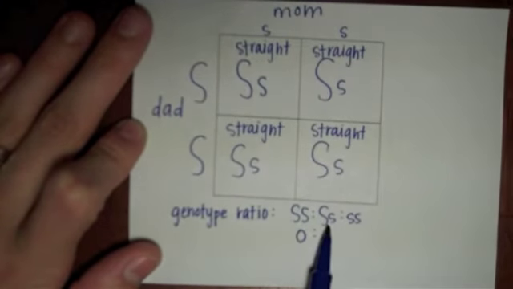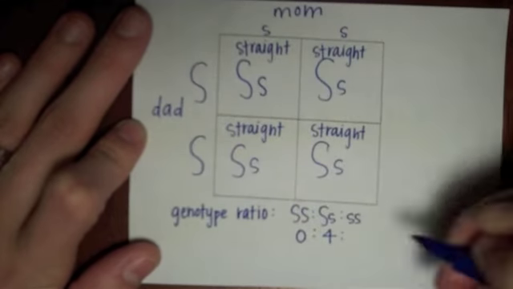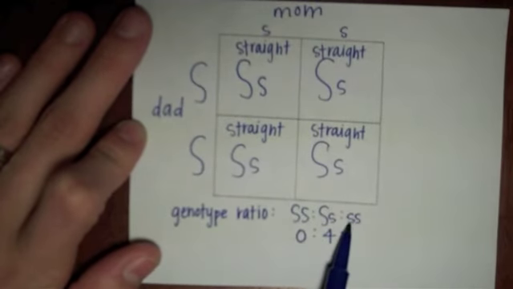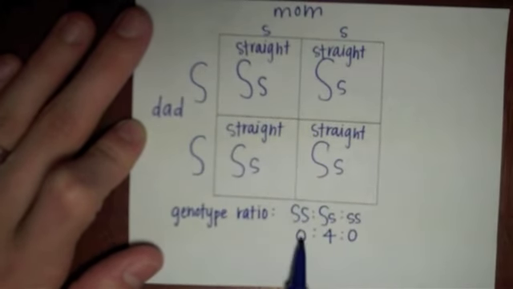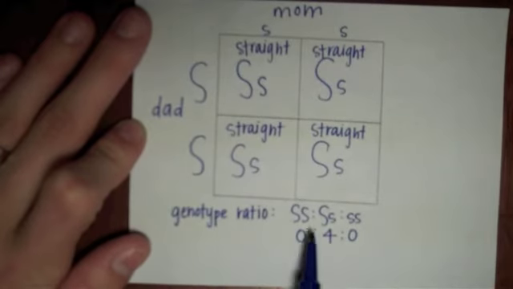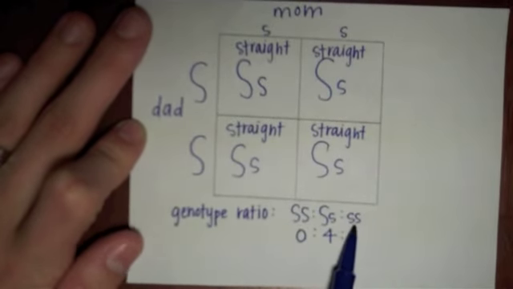We're going to count how many of these we see. There's 1, 2, 3, 4. So there are 4 heterozygous dominant combinations. And how many do you see of little s, little s? There's not any here. So we're going to put a 0. So that's our genotype ratio, 0 to 4 to 0. And the order is very important. It's always going to start with the most dominant and end with the most recessive.